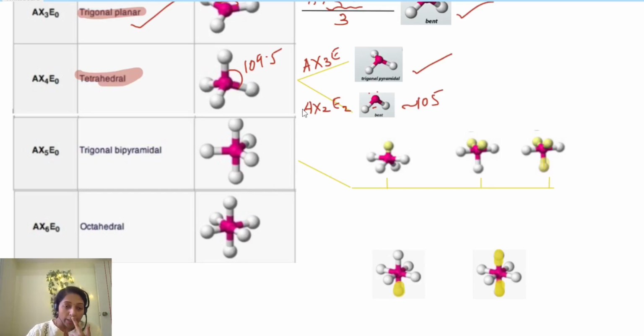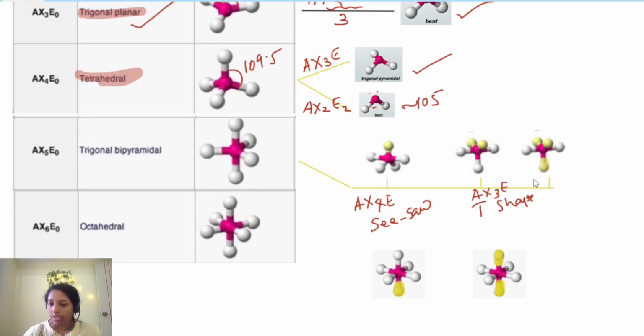Okay, that's it. And trigonal bipyramidal, altogether 5, but minus 1, which means AX4E, is called a seesaw. And trigonal bipyramidal minus 2 is called a T shape, which means AX3E2. Then trigonal bipyramidal minus 3, AX2E3, is called linear. And octahedral minus 1 is square pyramidal, because it's octahedral with one lone pair. And octahedral minus 2 is square planar.